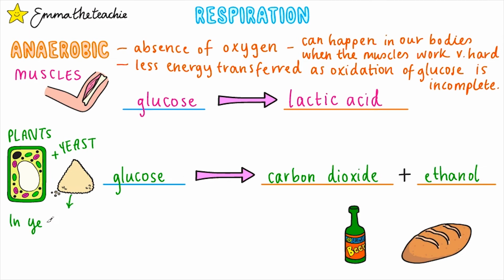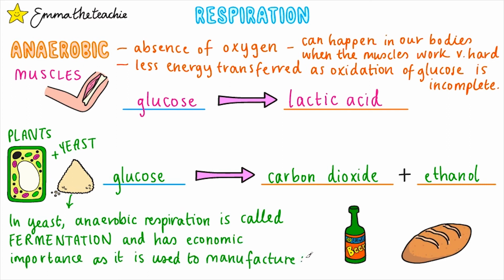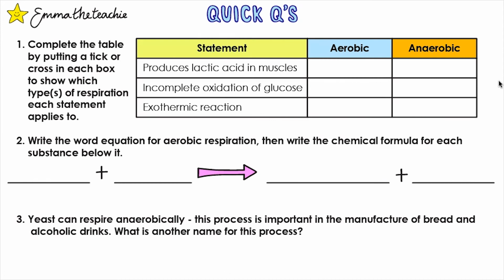Anaerobic respiration in yeast cells is called fermentation. That's an important word to learn. And this process has economic importance as it's used in the manufacture of alcoholic drinks, for example, beer. This is possible because ethanol is released, which is a type of alcohol. It's also used to make bread, as the CO2 helps the bread rise, and the ethanol just evaporates as the bread is baked. Let's test what you've understood.